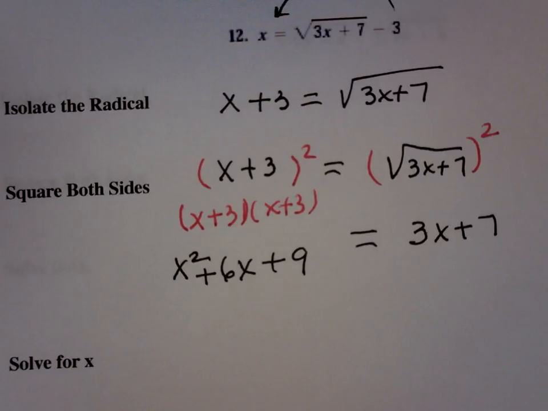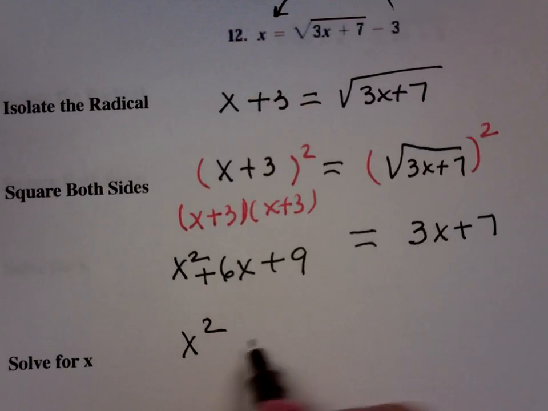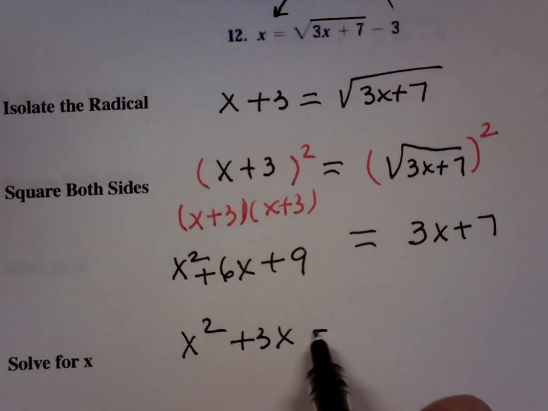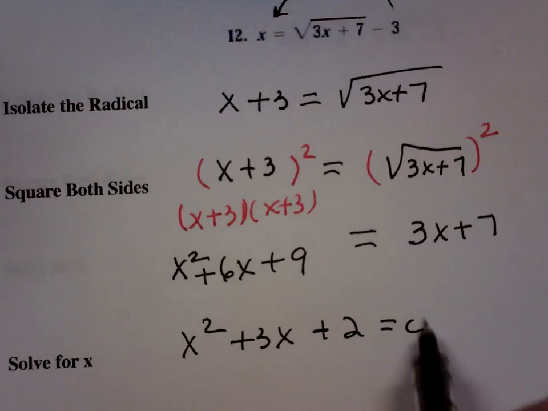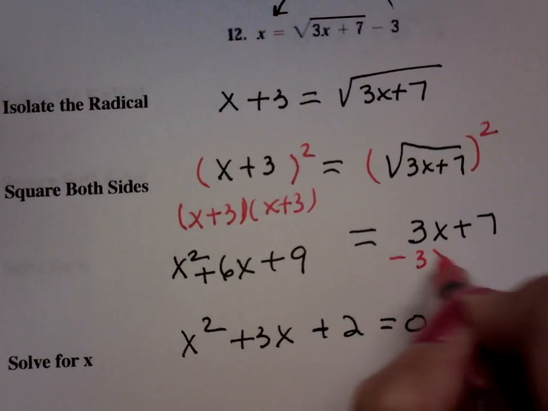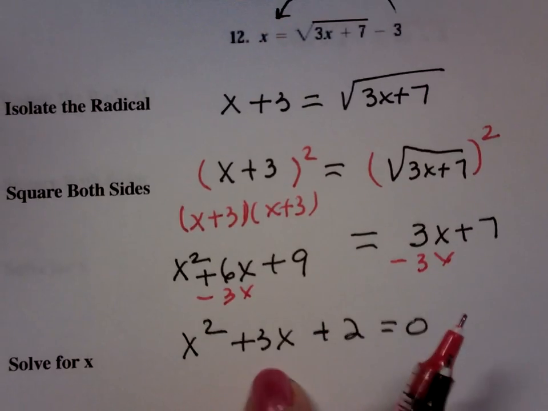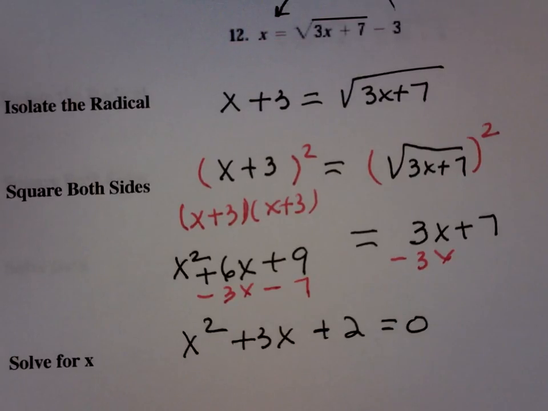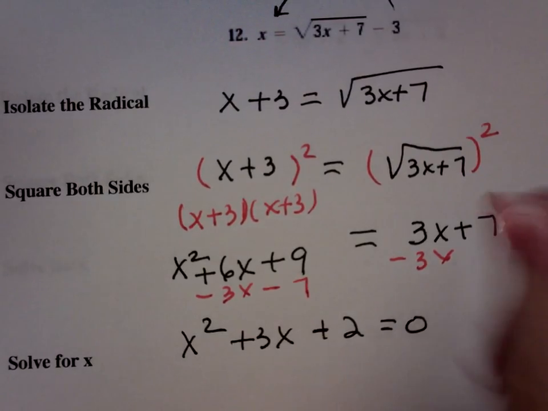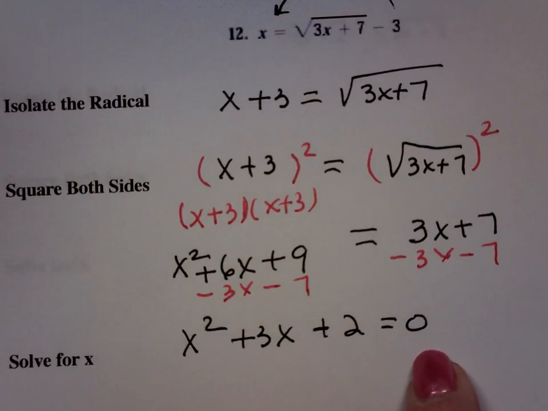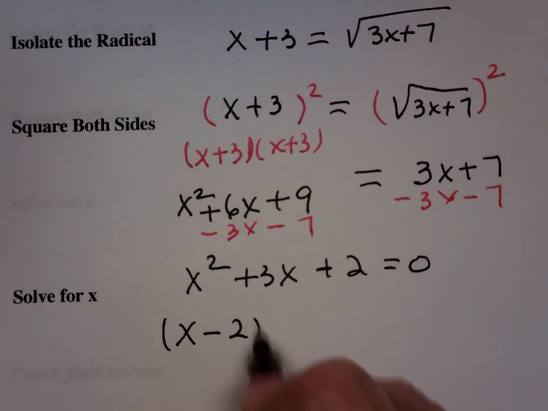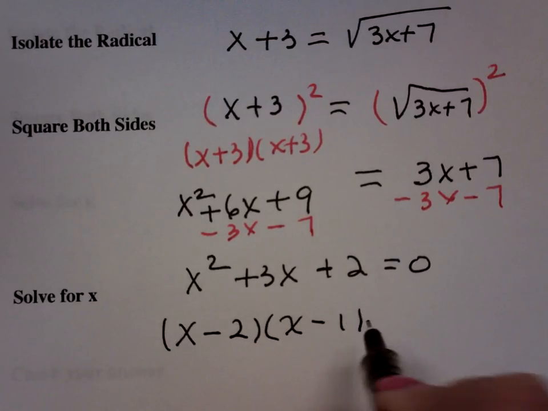It's a quadratic, so you have everything on one side, 0 on the other. So x squared, subtract 3x, subtract 7, subtract 3x, you're going to get a plus 3x, right? And then subtract 7, you're going to get a plus 2. And then you're going to have 0 over here. And this factors into x plus 2, x plus 1.